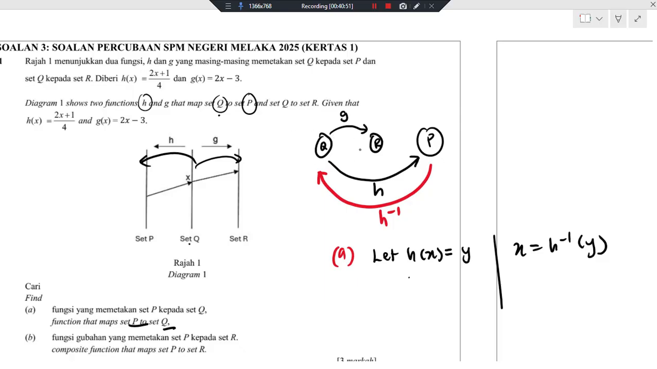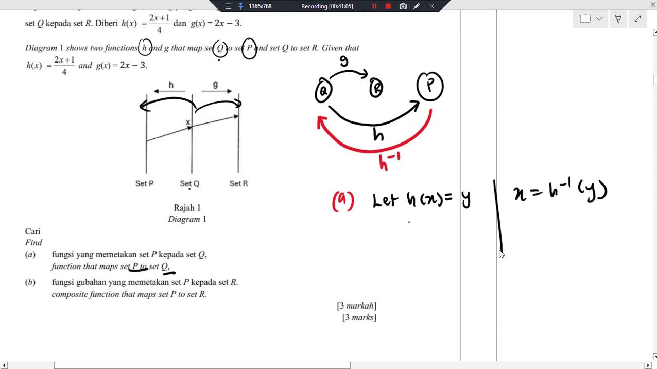Try to have this kind of thinking all in your exam. Jangan expect question macam yang kamu try dekat modul kamu tu. Memang tak akan keluar macam tu. Dia akan keluar something that make you think. You don't expect an easy question in your A.Maths. That's it. Okay? Right. Let hx is what?